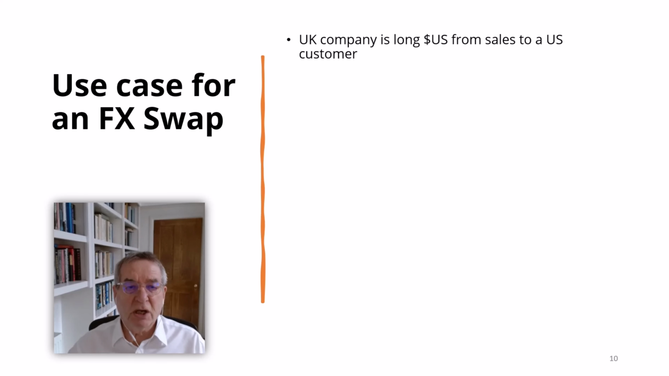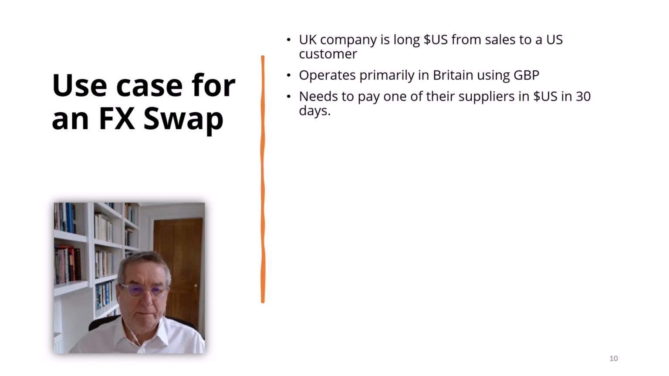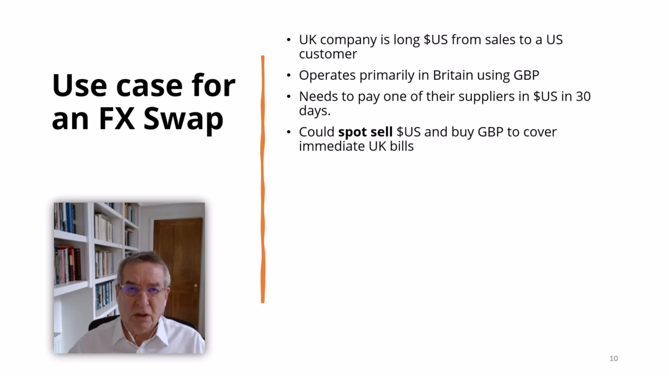Let's say a UK company is long US dollars from sales to a US customer. The customer's just paid and the UK company has, let's say, a sizable amount of dollars. The company operates primarily in the UK and obviously uses sterling as its base currency. Let's also suppose that this company needs to pay one of its suppliers in US dollars in 30 days' time. Now, what are the scenarios?